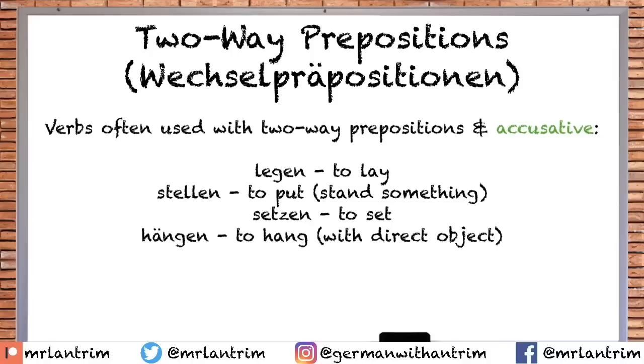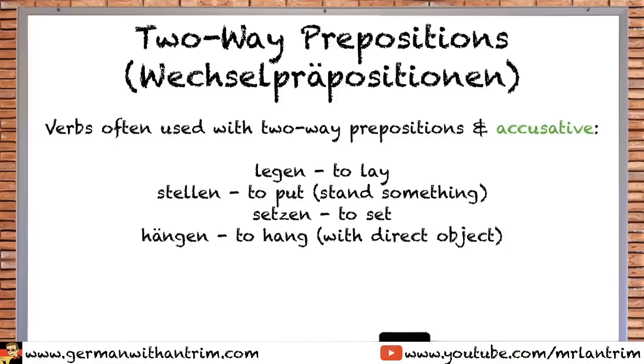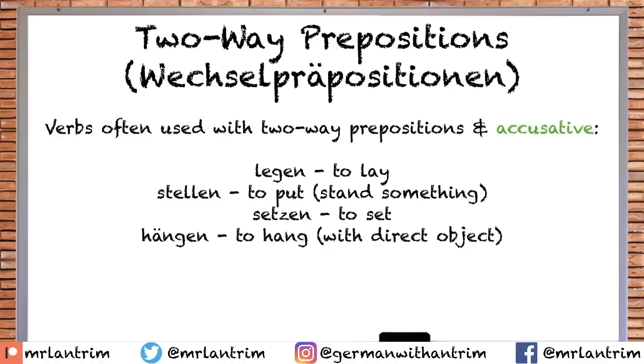All right. Verbs that might be helpful for you to pay attention to whenever you see this is these four verbs. They are very often used with two-way prepositions, and most always, with the exception of hängen, they're used with the accusative case. So legen is to lay. If you lay something down somewhere, that's accusative, okay? You are laying that into a different location than where it used to be. That verb uses the accusative case with these prepositions.